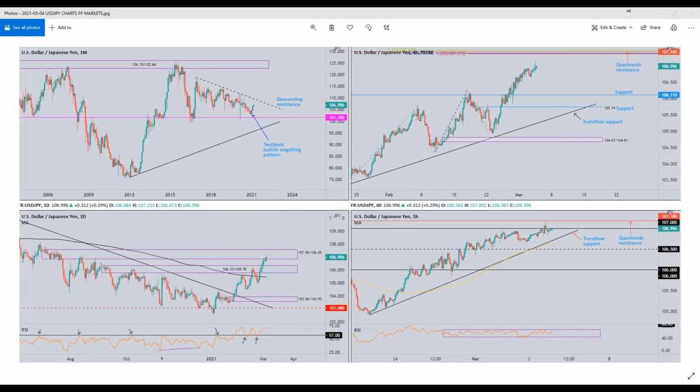So on to the H1. The 107 figure represented a key base on Wednesday, holding back upside attempts. To the downside, trendline support is seen, and the 100-period simple moving average. Well above 107, there is a Quasimodo resistance at 107.18. Again, I'll show you this, guys, if you're interested, when we flip to the live charts.